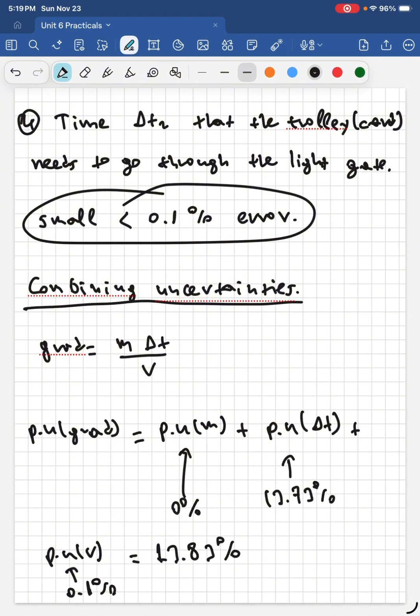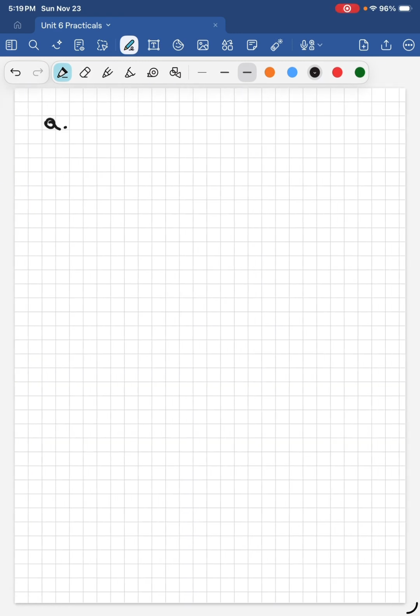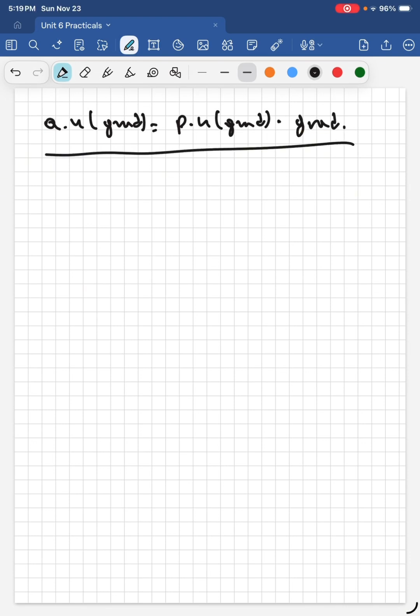And if you want to calculate the absolute uncertainty in the gradient, all you have to do is to multiply the percentage uncertainty in the gradient times the gradient itself. And this is core practical 9.